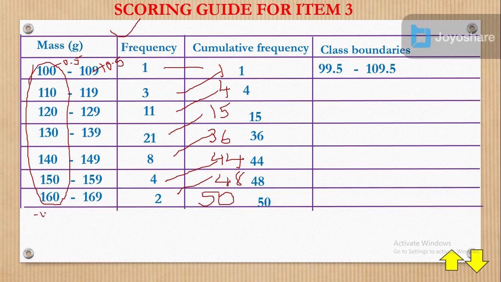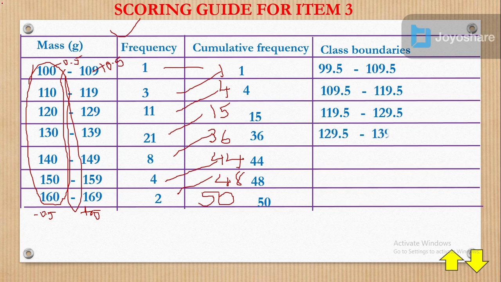Subtract 0.5, then you put the other side in the class boundary column. These ones remain constant, you leave them the way they are. Then here you add 0.5 in each case. Let's go there and see. Have that to that. Have that to that. We have that to that. Finally have that. Okay, and finally we have that.